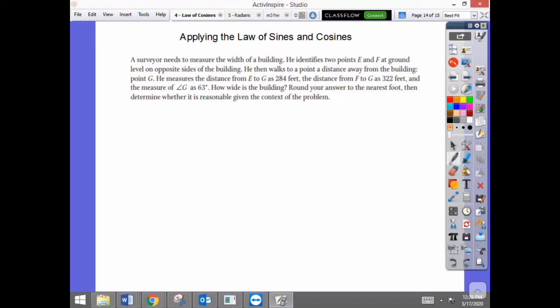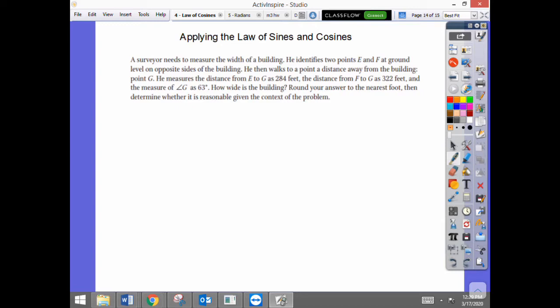So in our past modules, we've talked about the law of sines and the law of cosines. What I want to talk about now is how to apply the law of sines and the law of cosines. So let's start with this problem right here.